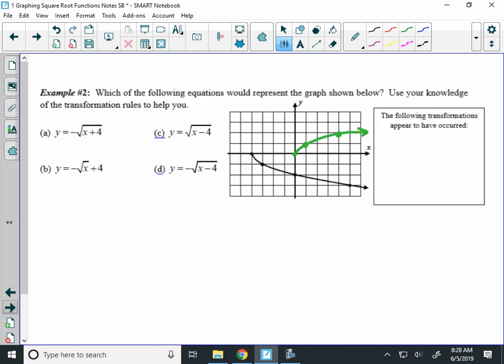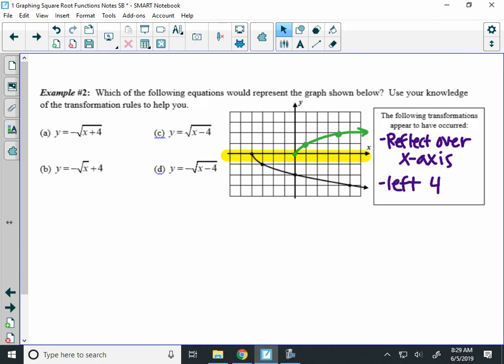Now, this graph looks like it's flipped upside down. It looks like it has been flipped over the x-axis. So this graph has been reflected over the x-axis. And then it just looks like it went to the left 4 units. It didn't look like it went up or down.